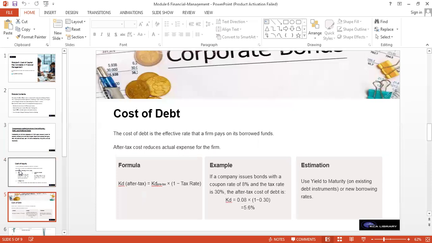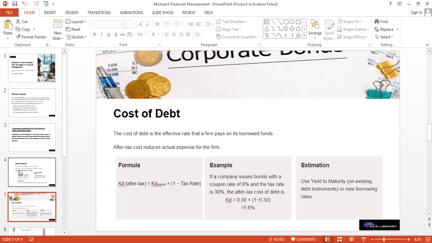The cost of debt is the effective rate that a firm pays on its borrowed funds. So if a company or an institution borrows funds now, the effective rate paid on that borrowed fund is the cost of debt, and the after-tax cost reduces the actual expenses for the firm. That is, when the tax is deducted, it reduces the expenses on the firm. And for the formula, we have KD, which represents cost of debt.